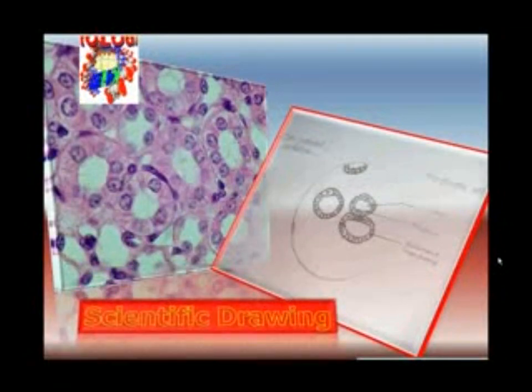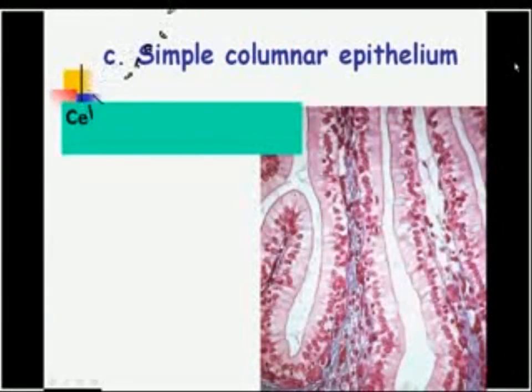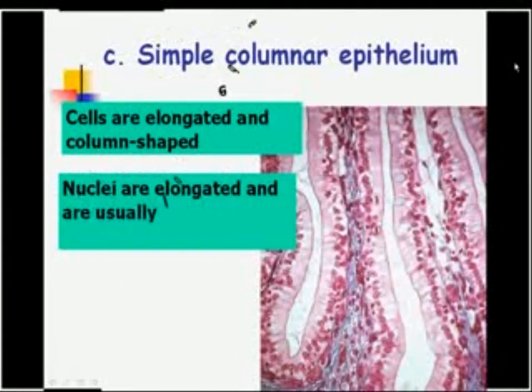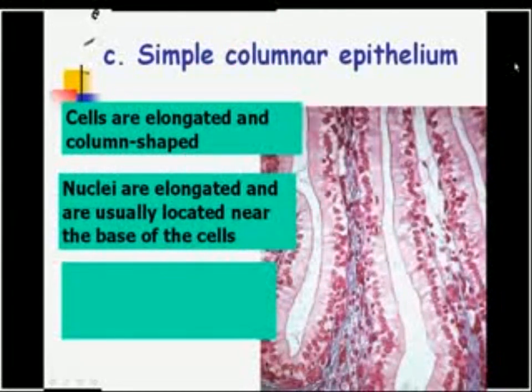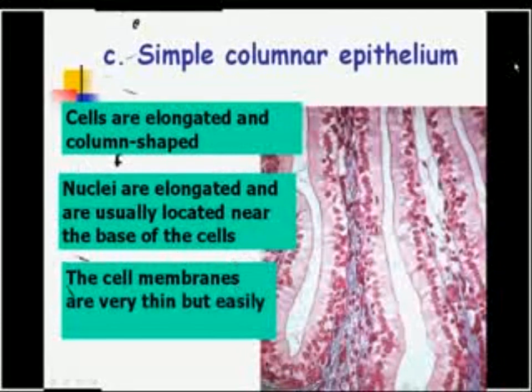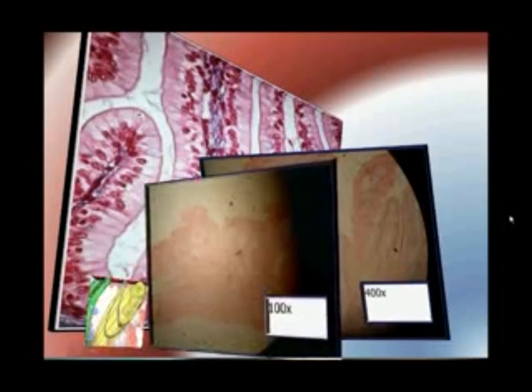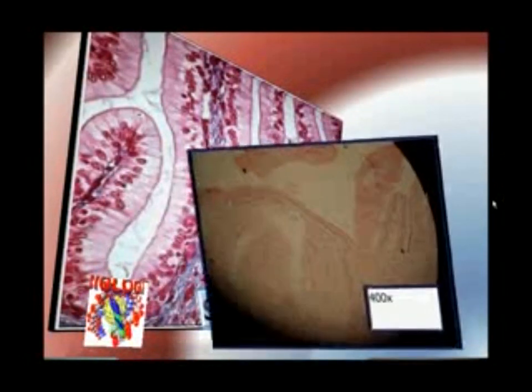Scientific drawings. Simple columnar epithelium. Cells are elongated and column-shaped. Nuclei are elongated and are usually located near the base of the cells. The cell membranes are very thin but easily identified. 40 times, 100 times, 400 times.